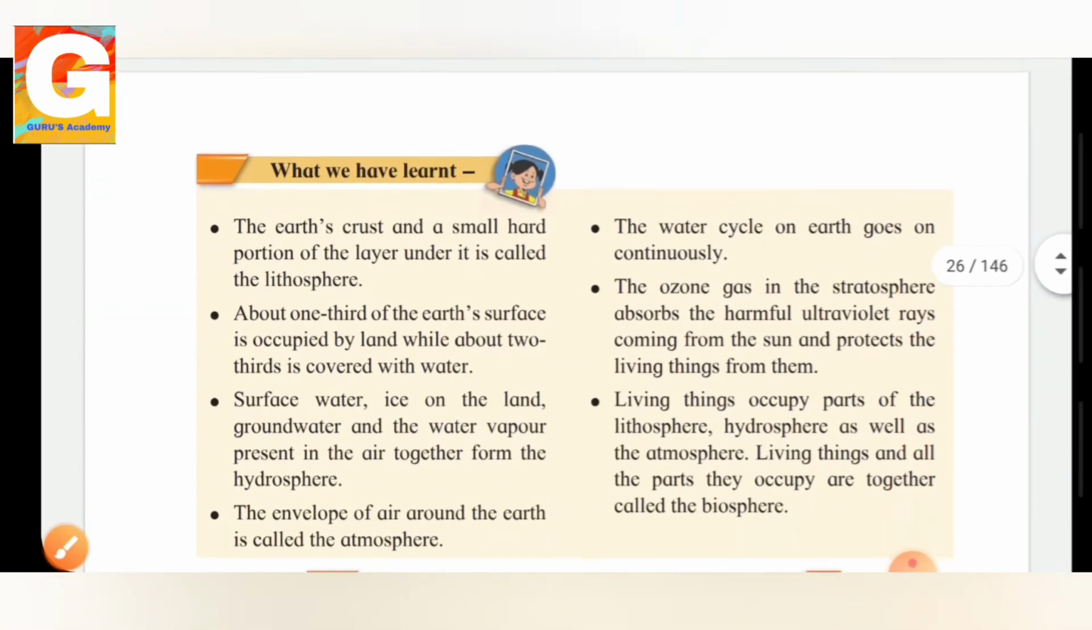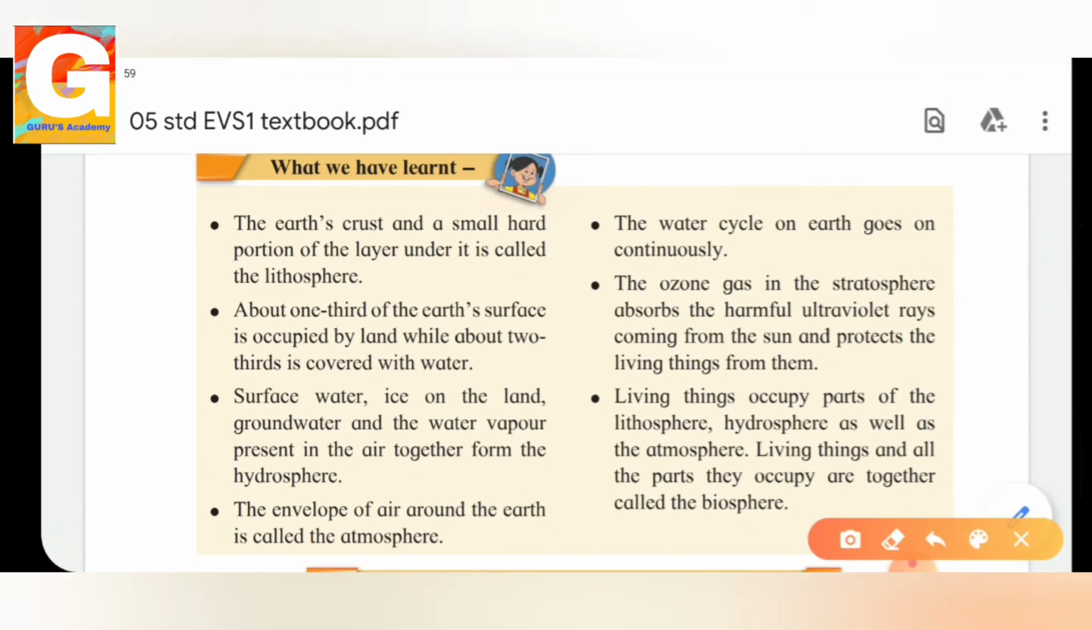Now let's see what we have learned in this lesson. The earth's crust and a small hard portion of the layer under it is called the lithosphere. Yes, the lithosphere is the land. About 1/3 of the earth's surface is occupied by land, while about 2/3 is occupied by water. Yes, you may get this question in an objective test. So you all should remember 1/3 is land and 2/3 is covered with water.